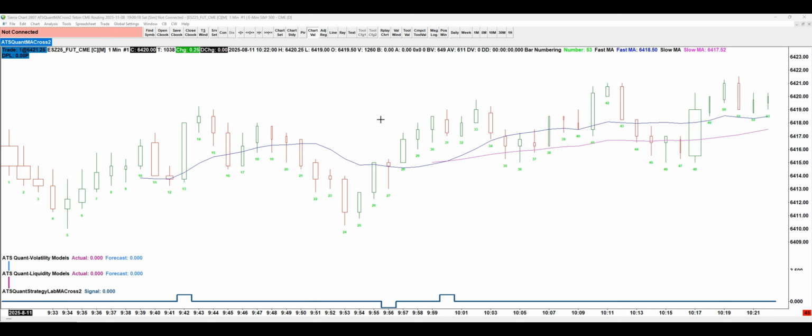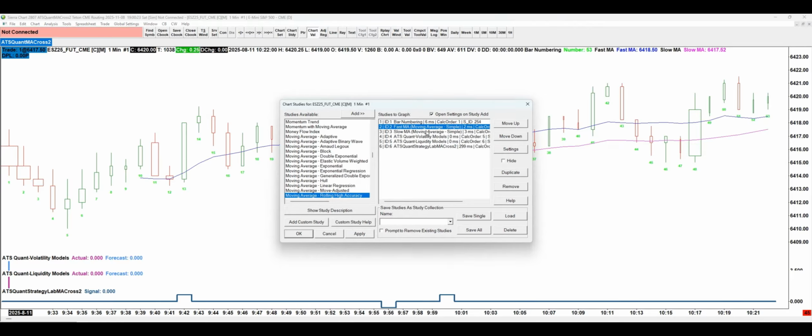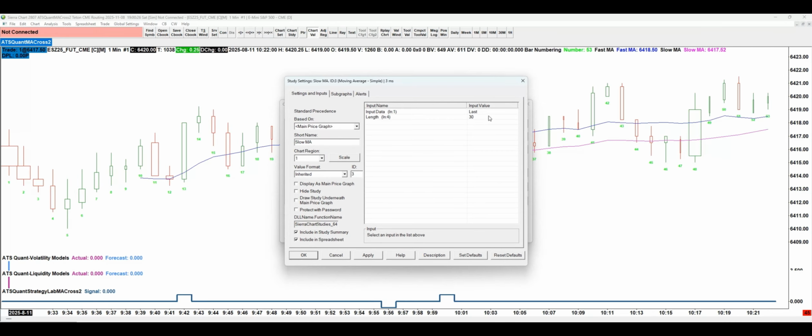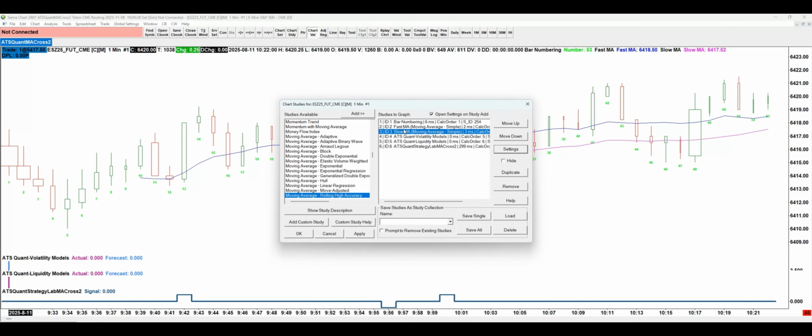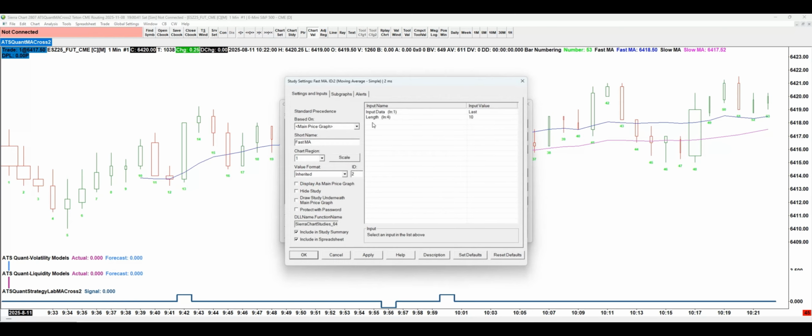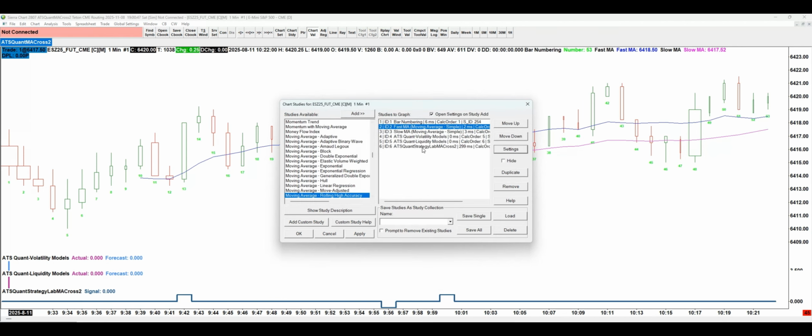To do that, we're going to right click, go to studies, and let's update our slow period moving average first. So we see right now we're at a 30 period slow period moving average. Let's change this to maybe 60 and click OK. And then now we can do the same for our fast. Our fast is at a 10. Let's drop this down to maybe 5. And then now we can update our foundation.